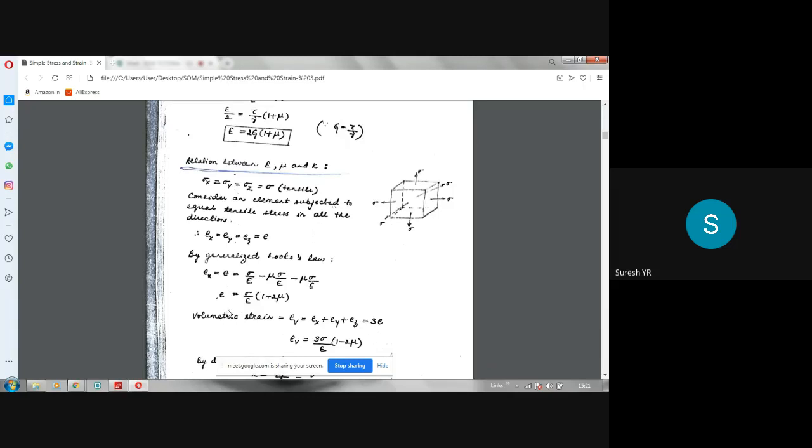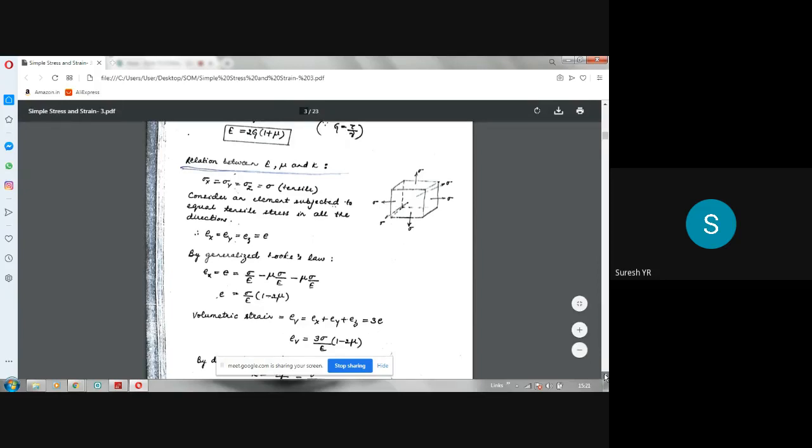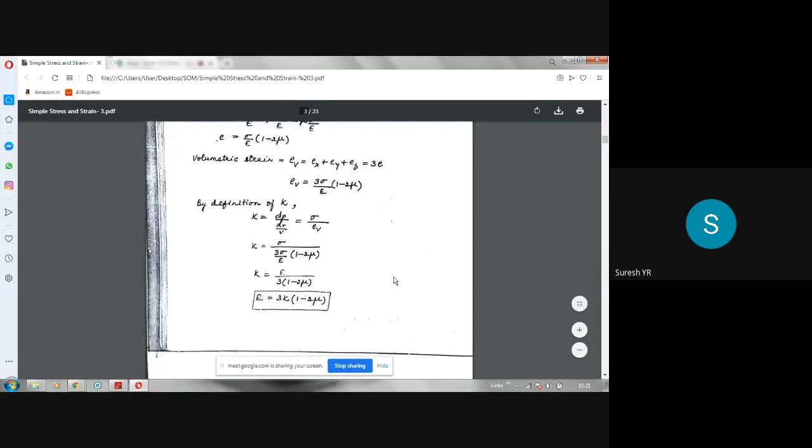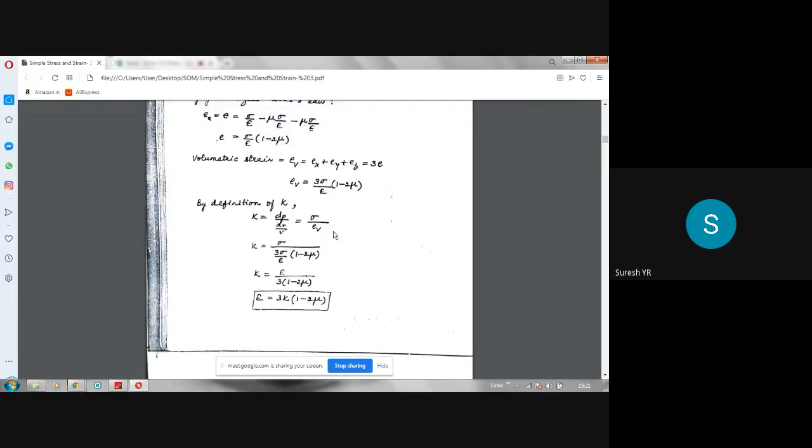Now let us calculate the volumetric strain. The volumetric strain e_v is the sum of all three, epsilon x plus epsilon y plus epsilon z, that we have derived. Because they are all equal, it becomes 3e. If you know e as sigma by E into 1 minus 2 mu, substitute that here, and you will get e_v equal to 3 sigma by E into 1 minus 2 mu. Now, by the definition of bulk modulus, how do you define it? Bulk modulus K is defined as bulk stress divided by volumetric strain, that is sigma divided by e_v.